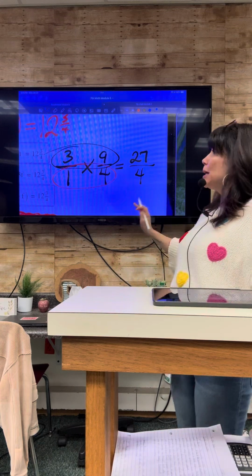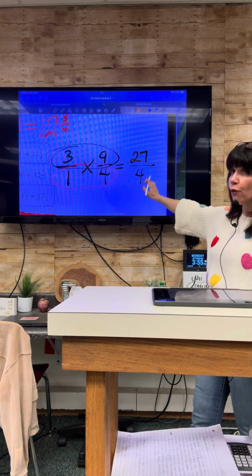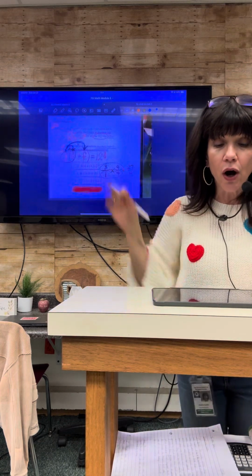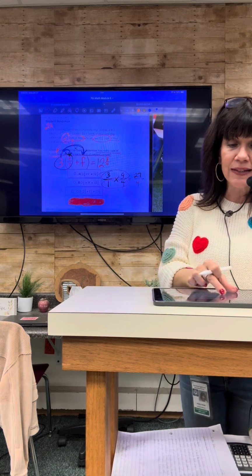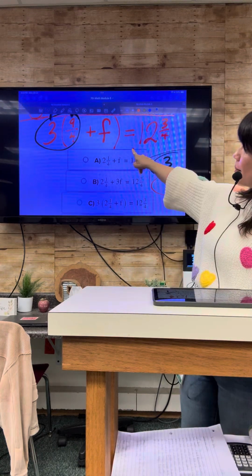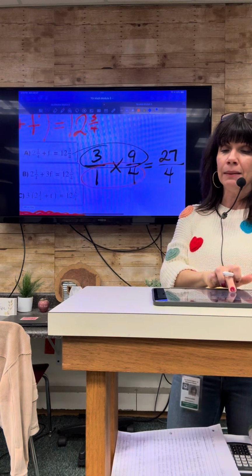So you're going to keep this as 27/4 for the moment. So on your white space where you're writing this down, underneath 3 times 9/4, what am I now writing?